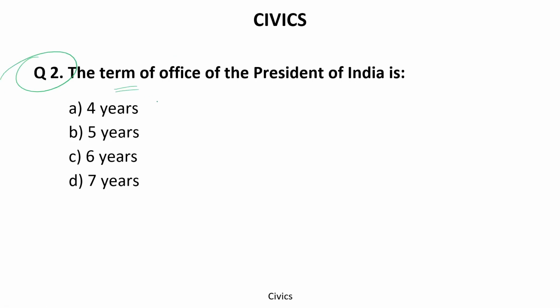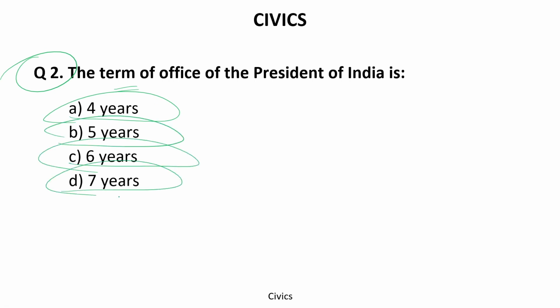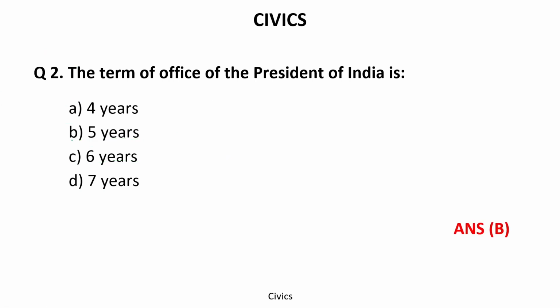Second question we have: the term of office of the President of India is 4 years, 5 years, 6 years, or 7 years. You have 30 seconds to think and answer. Time starts now. The correct answer is B.